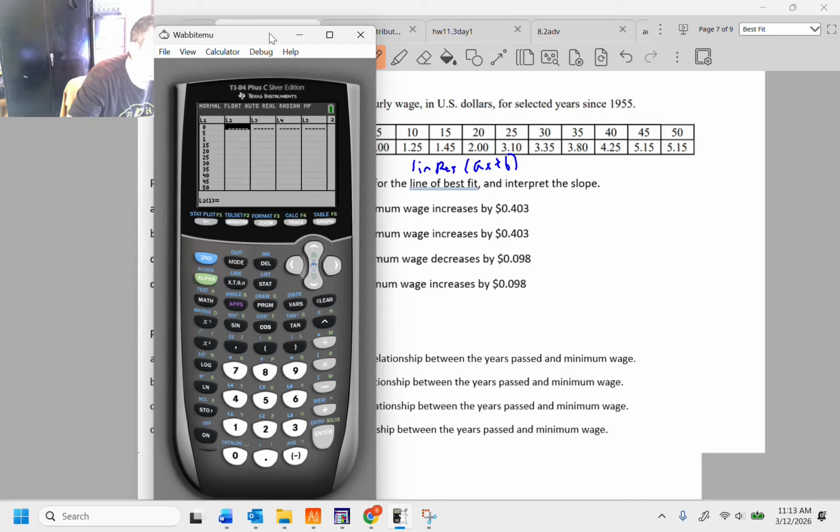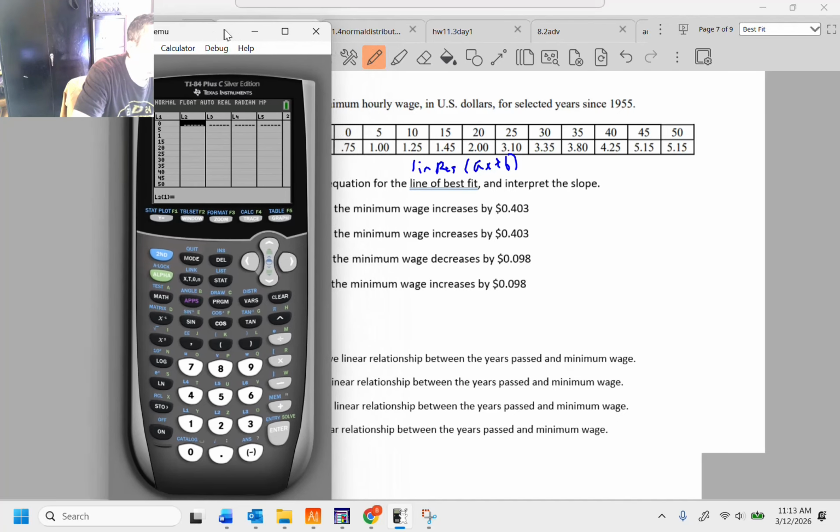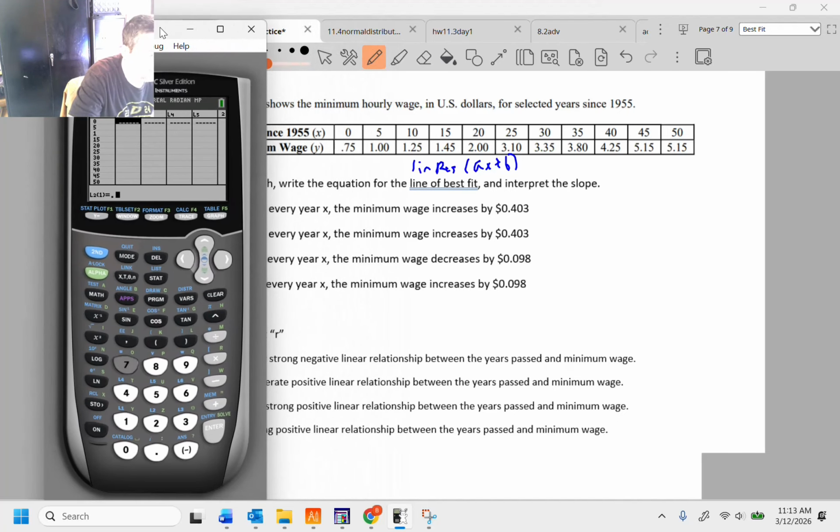And I have a typo. I can see it right there, 10. We got 7,500s. We got 1. What is this, minimum wage? Looks like minimum wage.